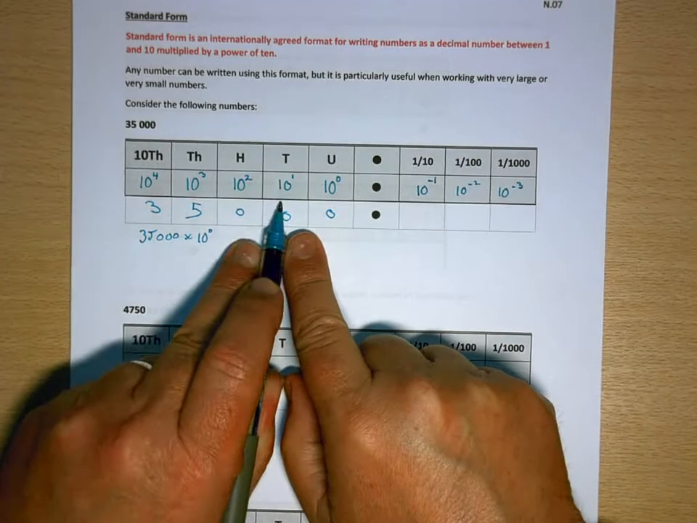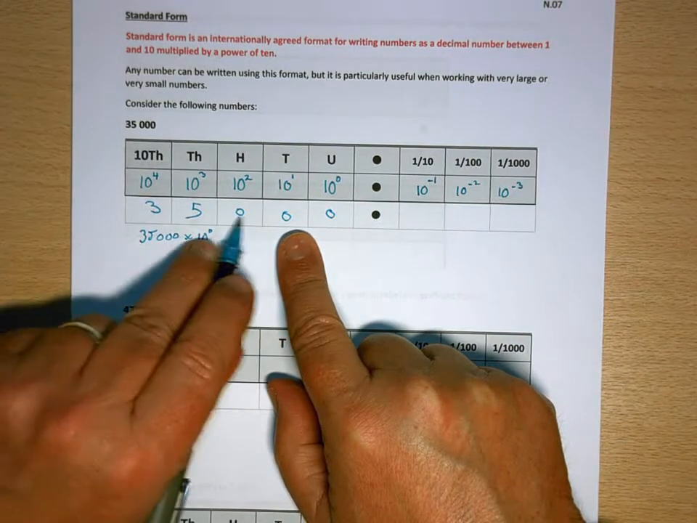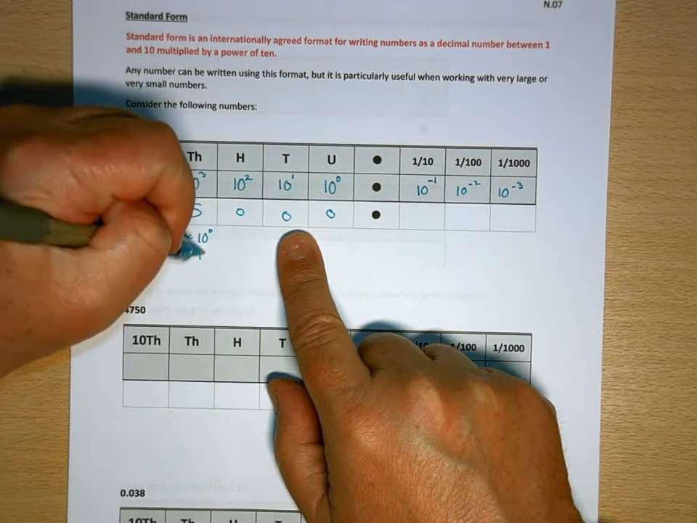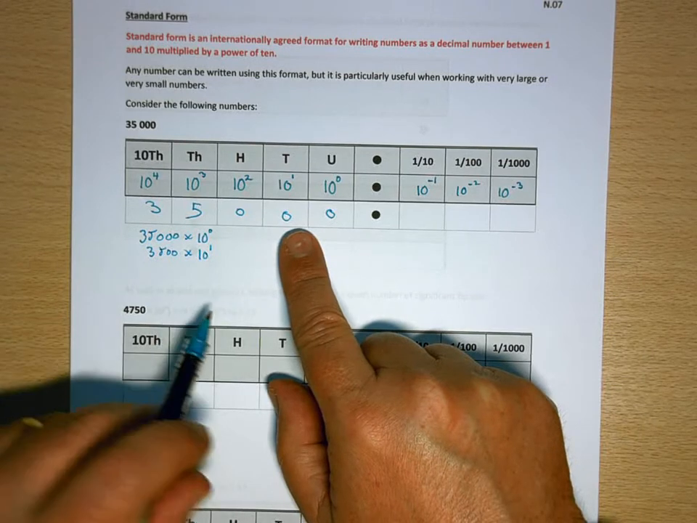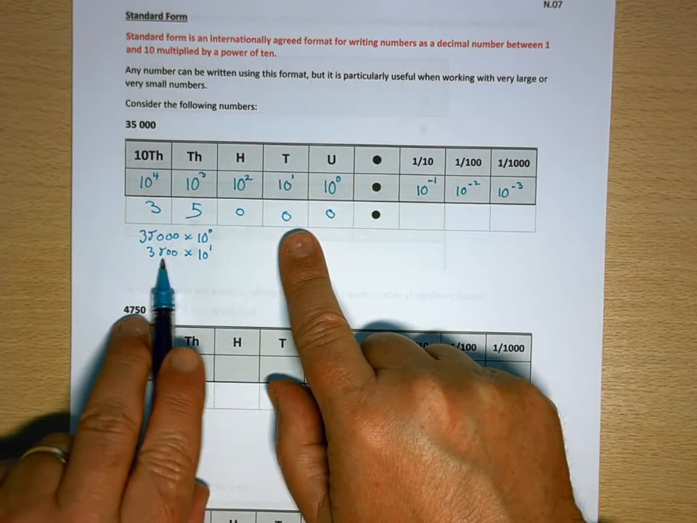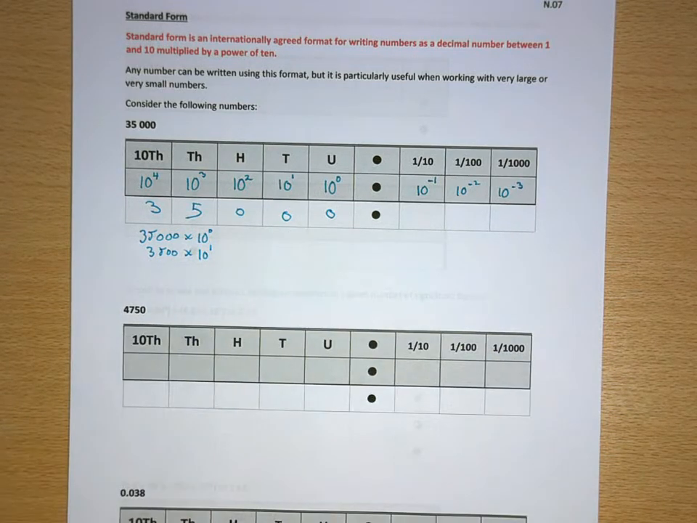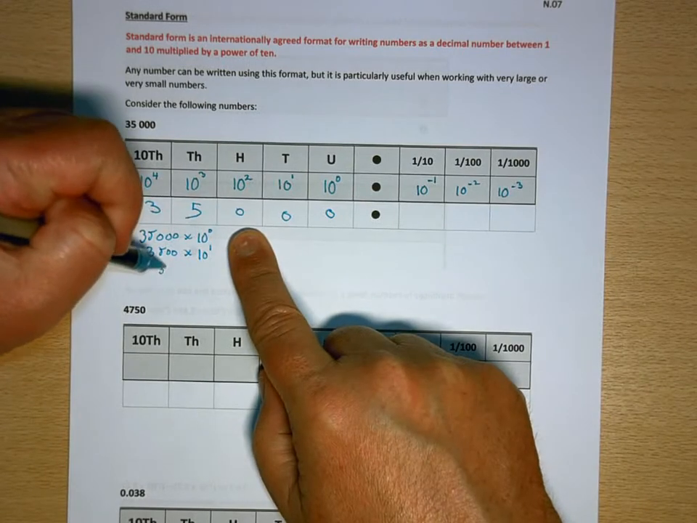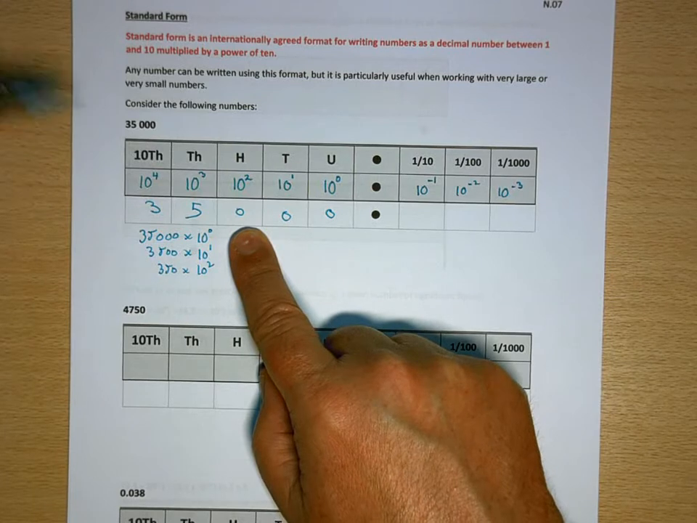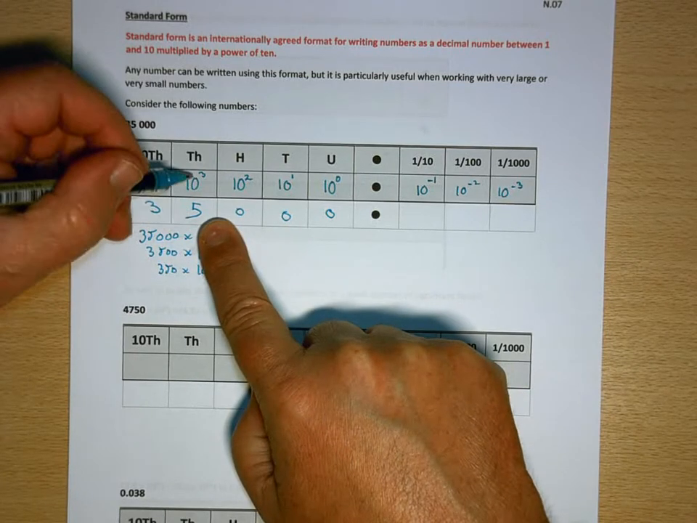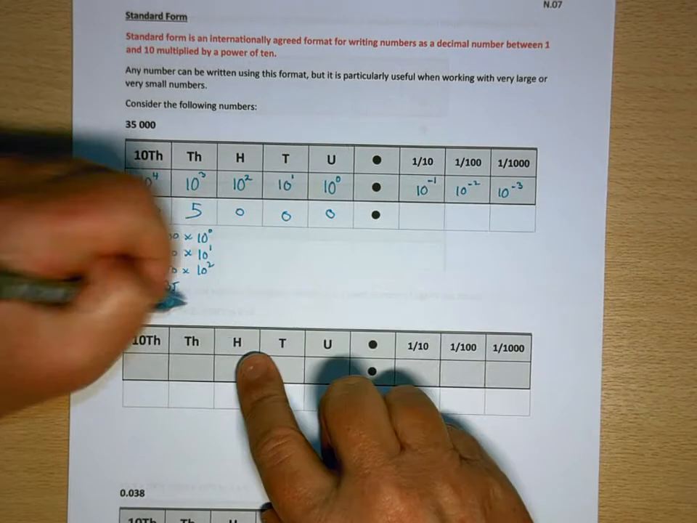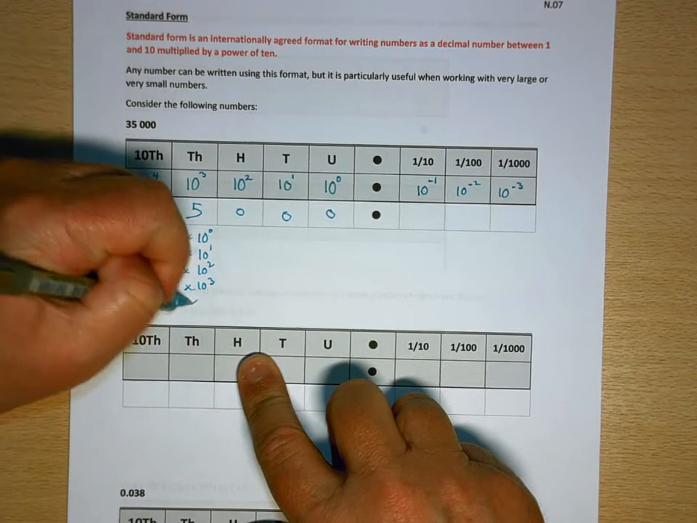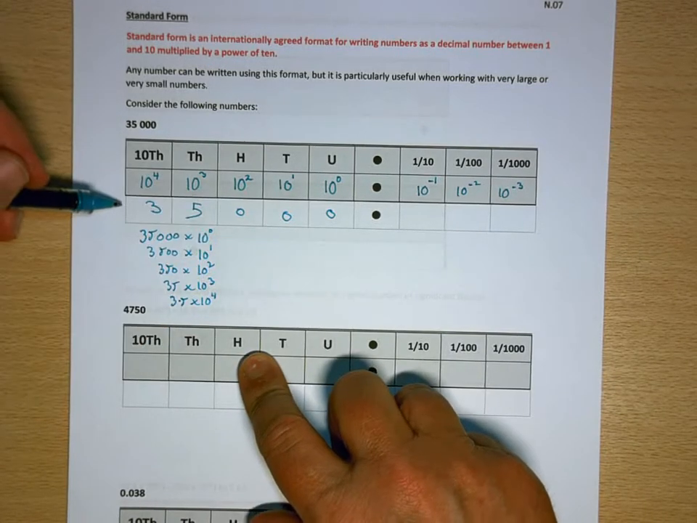Or, if I come to this column, I could write it as 3,500 times 10 to the power of 1. And I'd get the same numerical value out of it, because that's 3,500 times 10, which increases it by a power of 10. If I went here, I could write it as 350 times 10 to the power of 2. There I could write it as 35 times 10 to the 3, or I could write it as 3.5 times 10 to the 4.